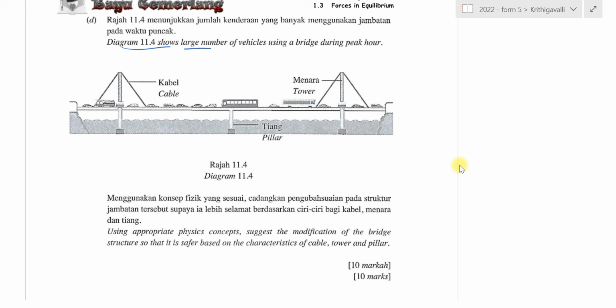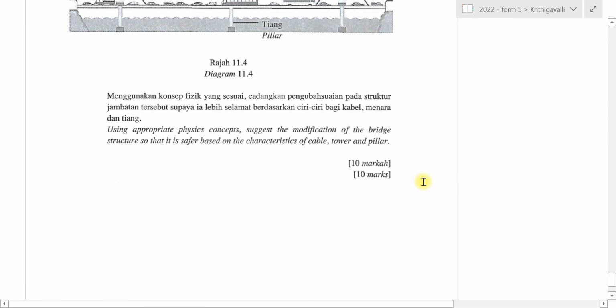Diagram 11.1 shows a large number of vehicles using a bridge during peak hour. So this is like our Penang Bridge. Using appropriate physics concepts, suggest the modification. Oh, this is section B essay. Sorry, this is section C essay.